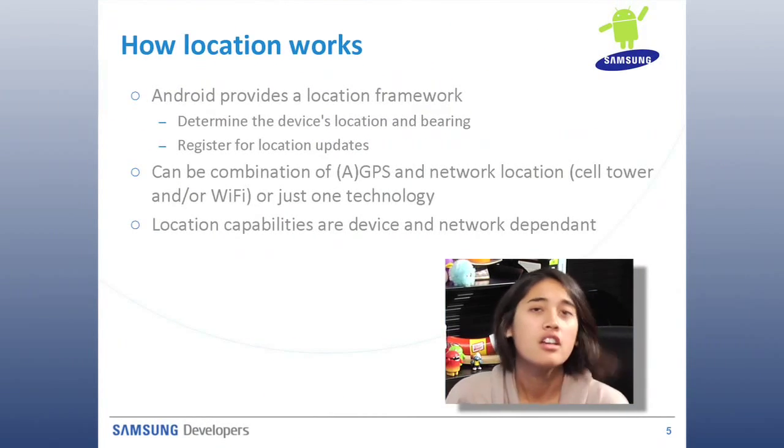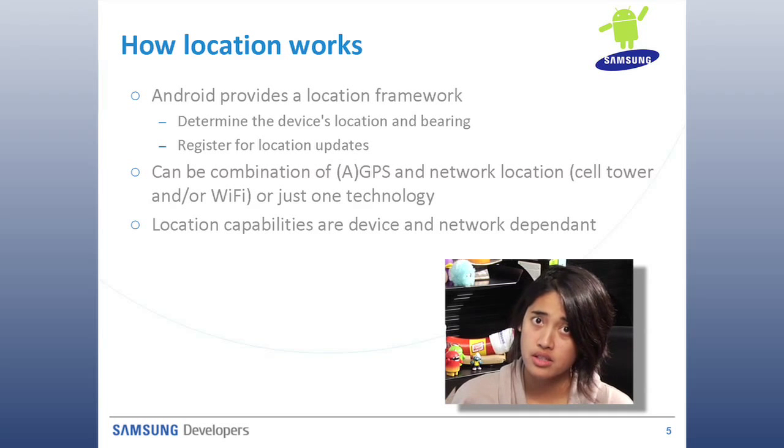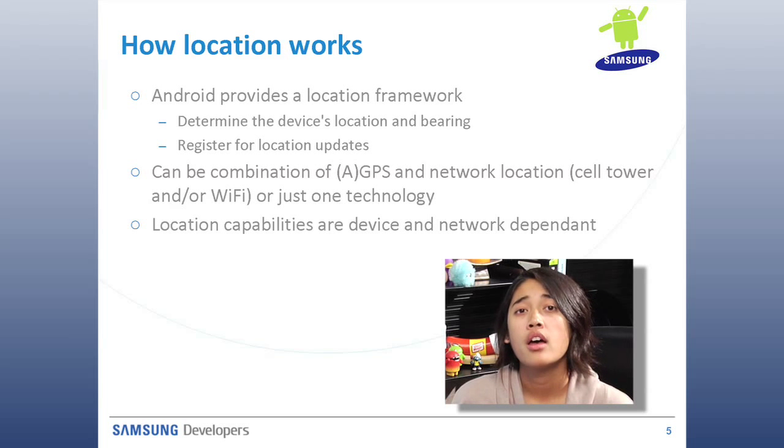So how does location work on the Android platform? The Android platform provides a location framework that allows you to get the device's current location and bearing, and then you can also register for updates. The way that Android obtains the location is a combination of standalone GPS and some other network-based methods, such as cell tower or Wi-Fi. Even between GPS and network-based location, you can choose to use one, the other, or both. Location capabilities on each device are going to be dependent on what's available on the device as well as what network capabilities you have at the time that you're requesting a location.